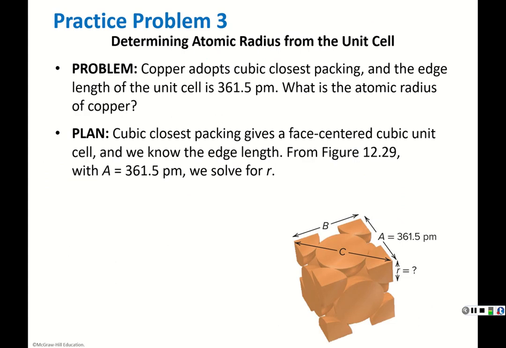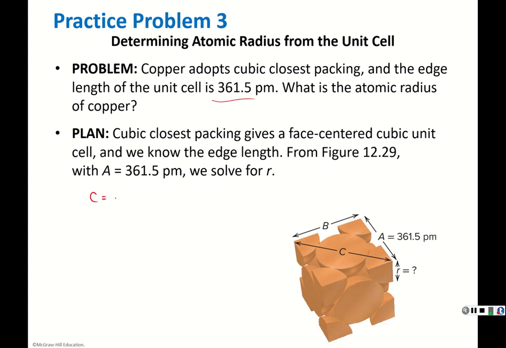So let's try a practice problem with this. Copper adopts cubic close packing, and the edge length of the unit cell is 361.5 picometers. What is the atomic radius of copper? All right, so we're going to need to use a little bit of trigonometry here. We have 2 sides, A and B, and a longer side, C. So this is where we need to know that relationship for triangles.